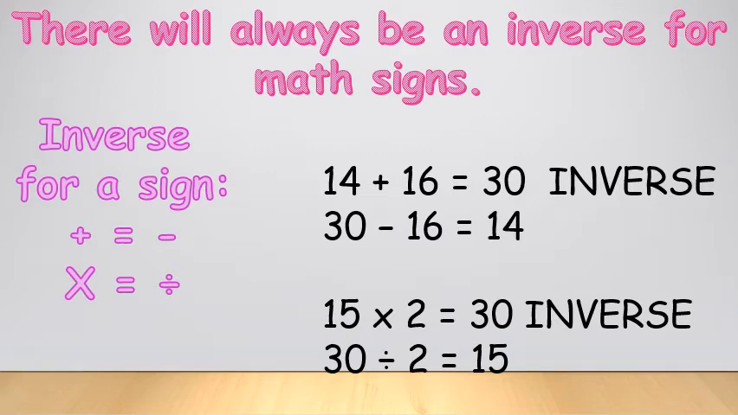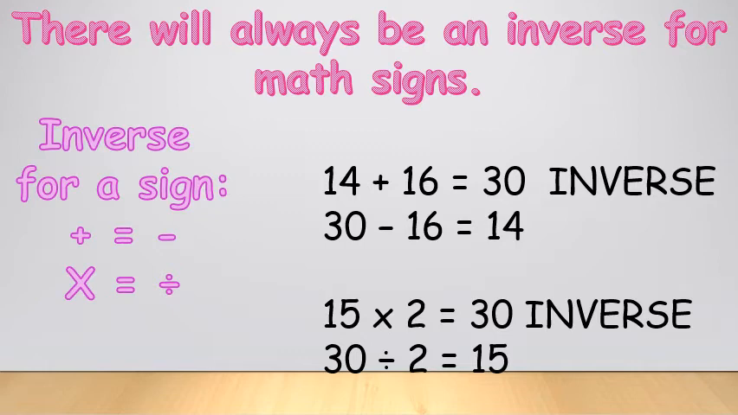Then we also get the inverse for the sign. So the inverse means it is the opposite. So the opposite of a plus sign will always be a minus sign, a subtraction. Then the inverse or the opposite for multiplication will always be division. So let's look at our first example.